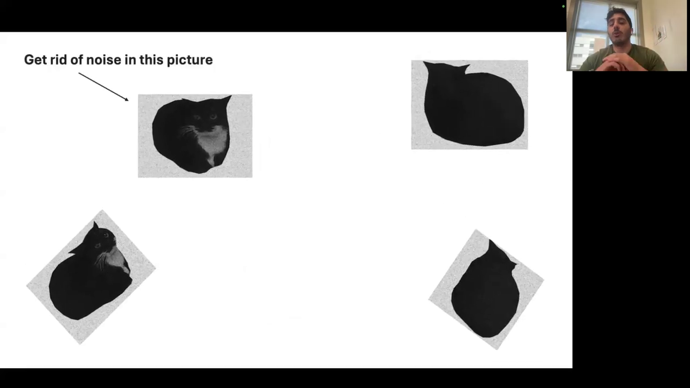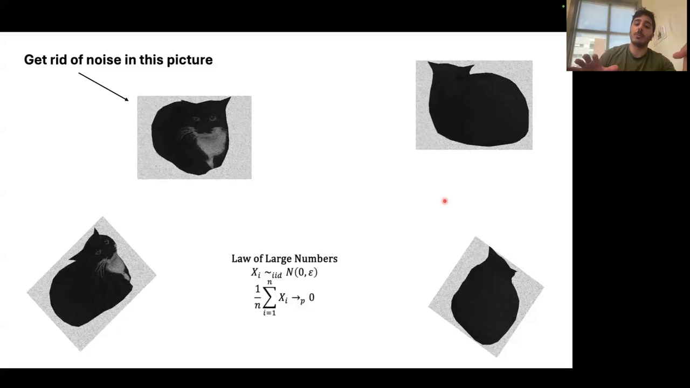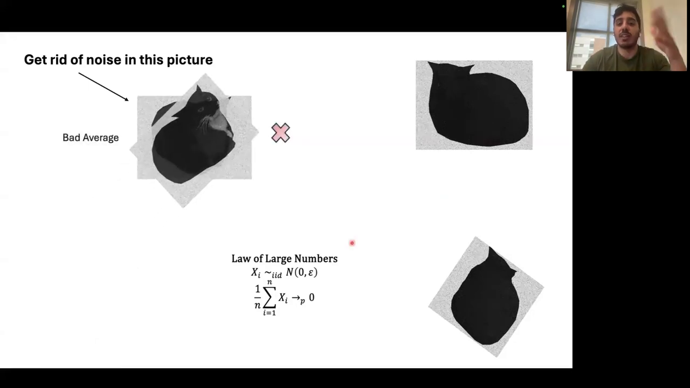My goal is to get rid of noise. In particular, I want to get rid of noise in the top left picture. And the law of large numbers tells me that I can average noise out to get rid of it. So if I think of these 2 images as having the same origin, I'll be like, okay, let's average them out. But that's a bad average to take because the cats are being messed up with each other. And when you take the average, you get a picture of 2 cats instead of 1 cat.